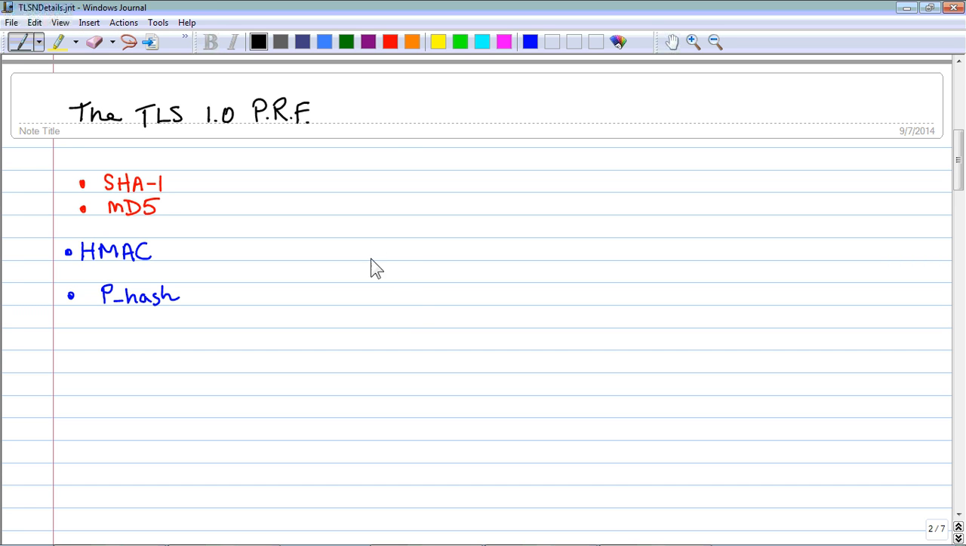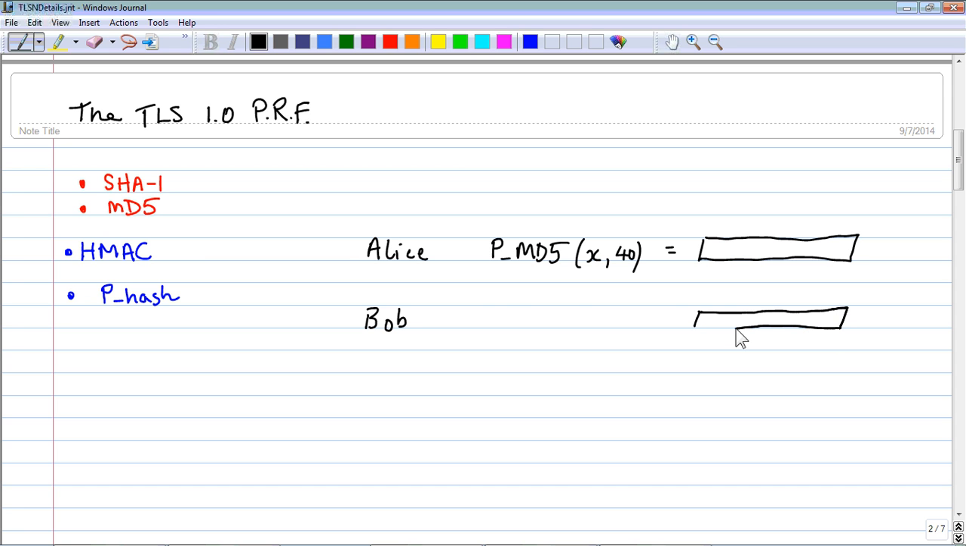So you've got party 1. Let's use the old chestnuts of Alice and Bob. Let's suppose Alice calculates pMD5 of some data, and I'm going to use a comma 40 here to indicate that she's generating 40 bytes. So she's got, how do I write this? Maybe I'll just draw a rectangle. You'll find my drawing skills are somewhat limited. It seems to be a parallelogram, doesn't it?